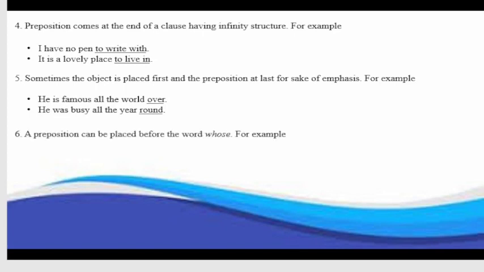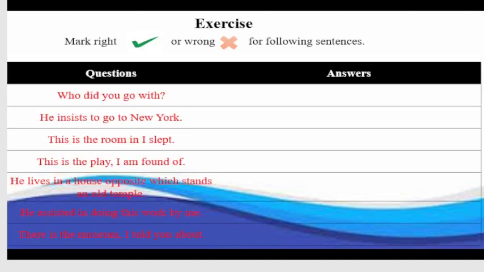Rule number 6. A preposition can be placed in a sentence before the word whose. For example, the woman round whose waist she had seen his arm.